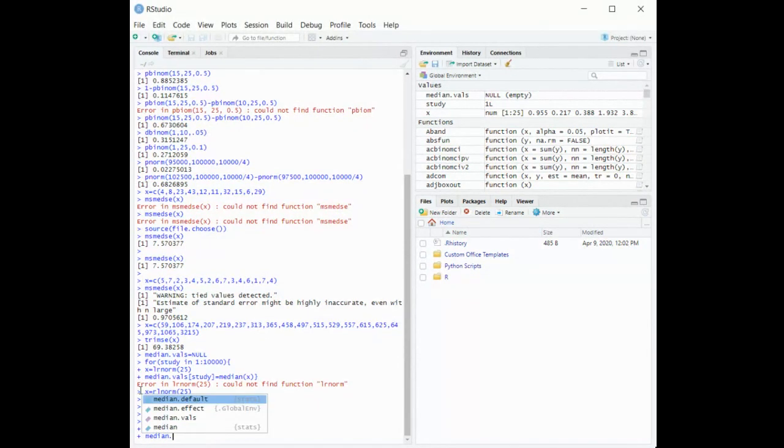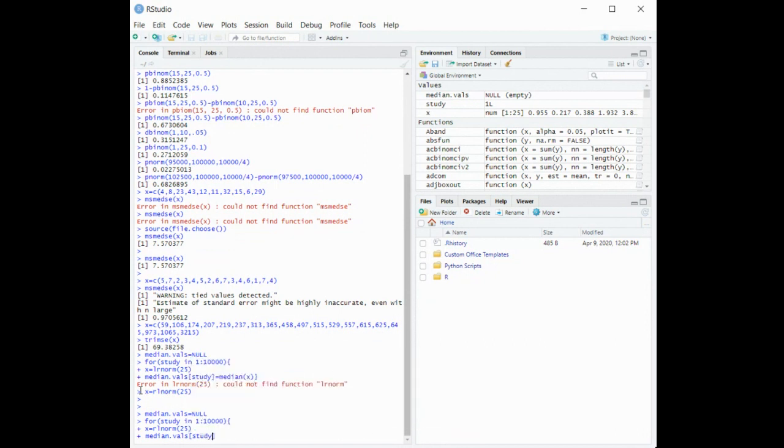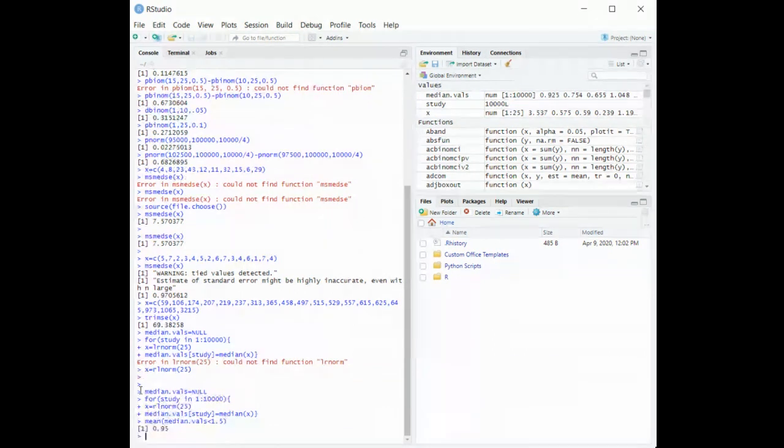And then median.vals, so values, study, equals median X, and then close parentheses, and then, oh look, I missed the section, so median.vals less than, we're doing 1.5, and close parentheses. There it is.